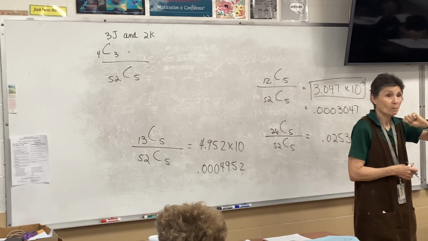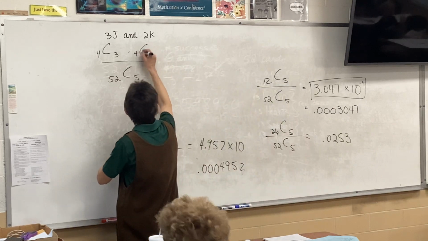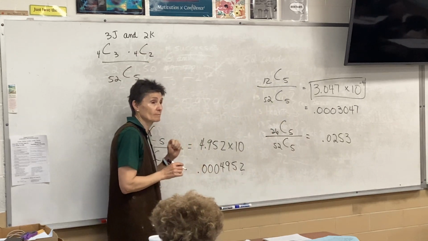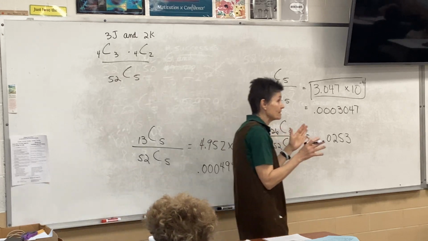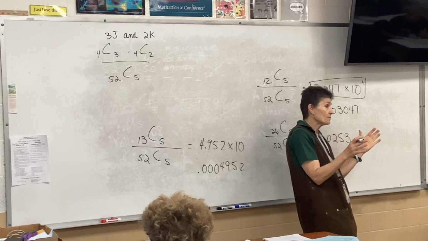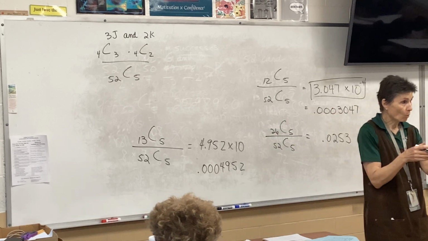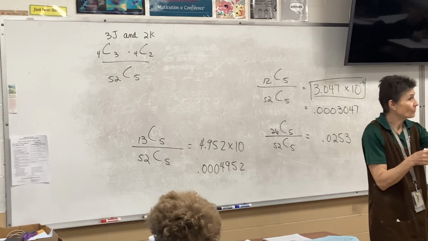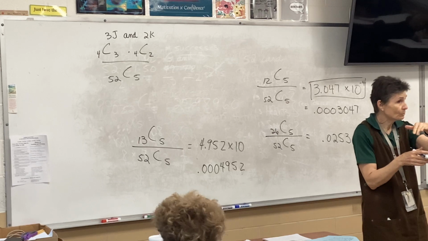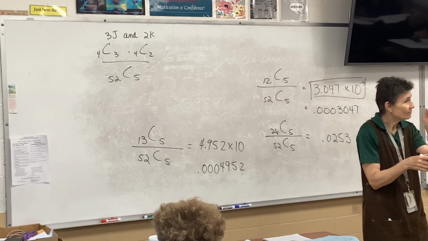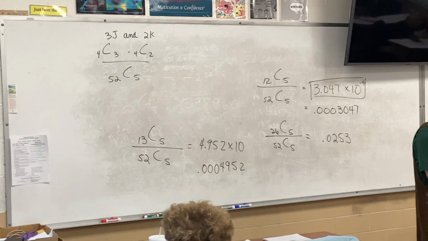4. How many do I want? 2. So that's 4C2. Now, you can type all this in. You don't need any parentheses. You don't need anything fancy. Just type 4C3, you know how to put that in, times 4C2 divided by 52C5. Alright, so let's type that in and see if we can all come up with the right answer.